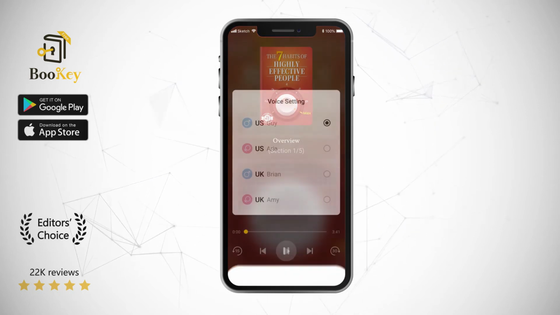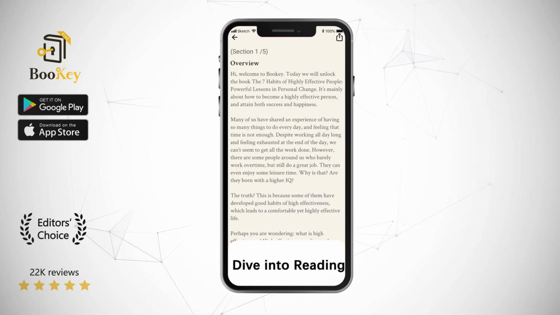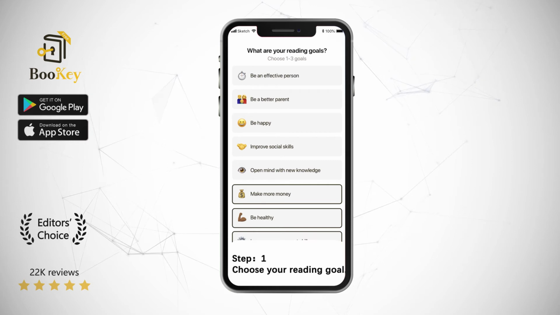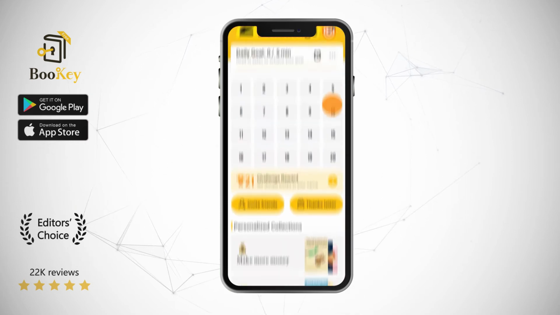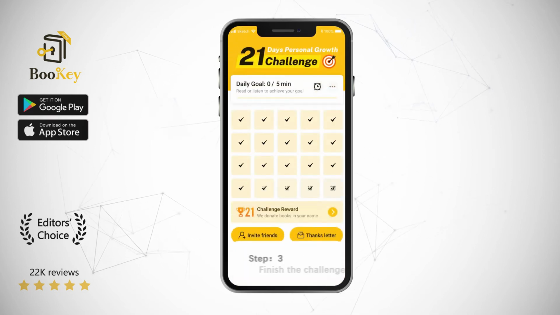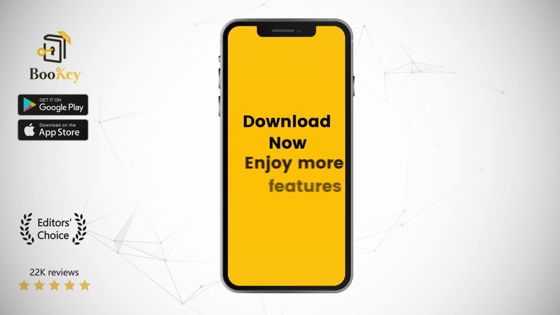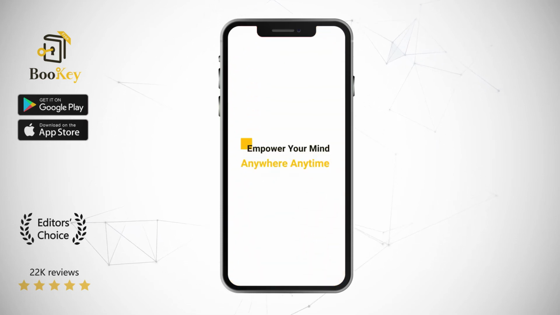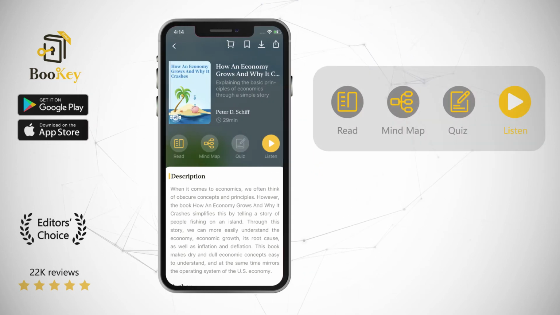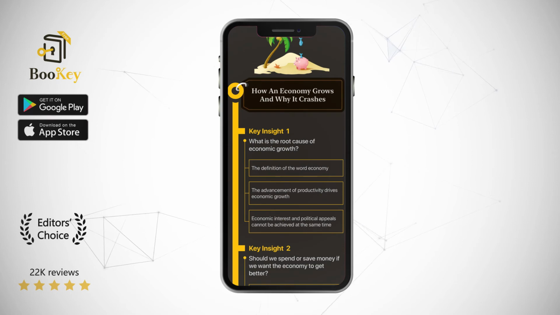Next, through the story in the book, we will answer the following 3 questions. First, what is the root cause of economic growth? Second, should we spend or save money if we want the economy to get better? Third, which is better, inflation or deflation? These 3 questions are not only the focus of the Austrian School, but also closely relate to our lives. First of all, let's look at the first question: what is the root cause of economic growth?